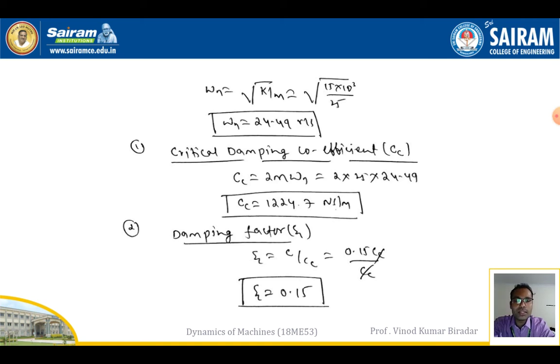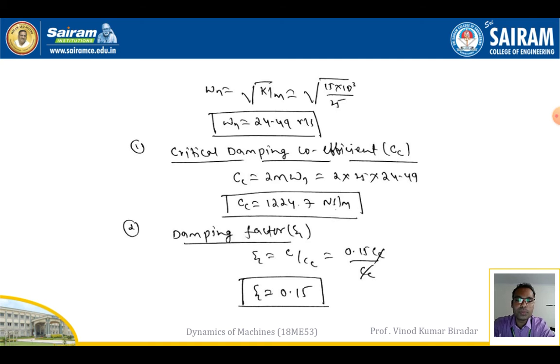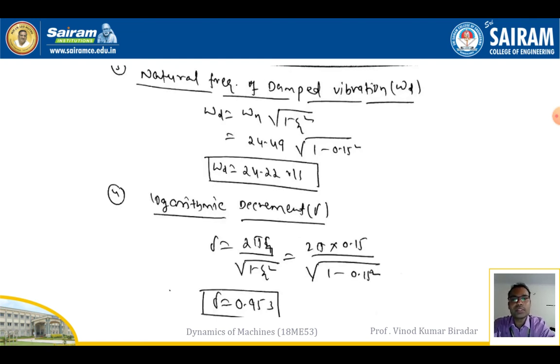Okay, so we know that C is given as 15% of Cc. Just substitute, and Cc will get cancelled. We get zeta is equal to 0.15. Next is the natural frequency of the damped vibration, denoted by omega d.